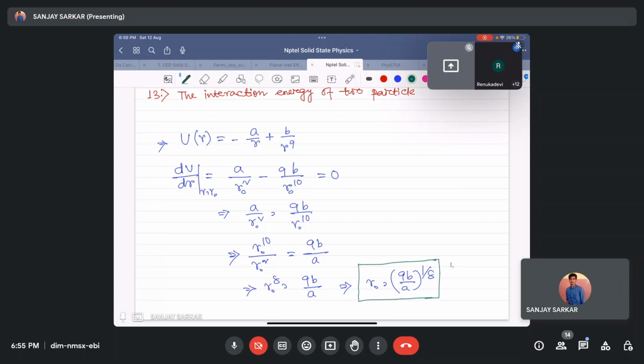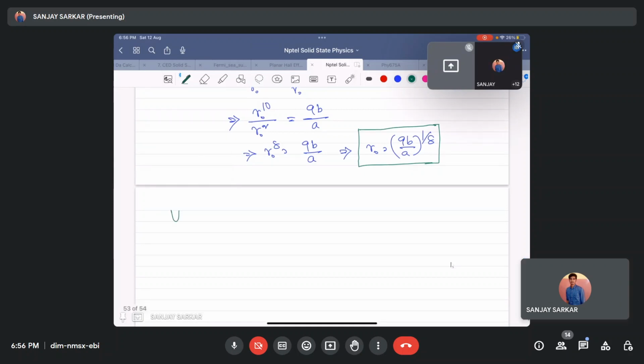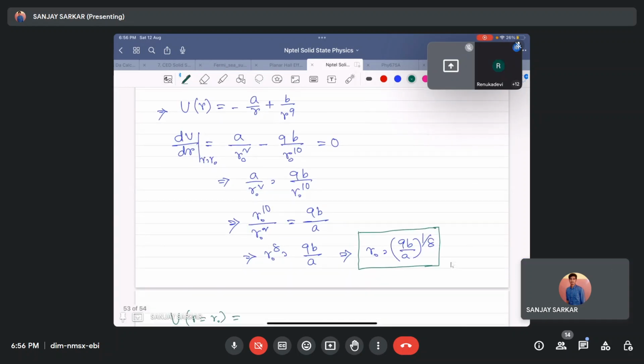That one I input as option A, but sir, I think the given option is D or otherwise 8 by 9, like that. That is the confusion. r naught is what you have calculated, which is option A. But what was asked in the question is to find the potential energy at stable equilibrium. So you need to calculate U of r at r equal to r naught.